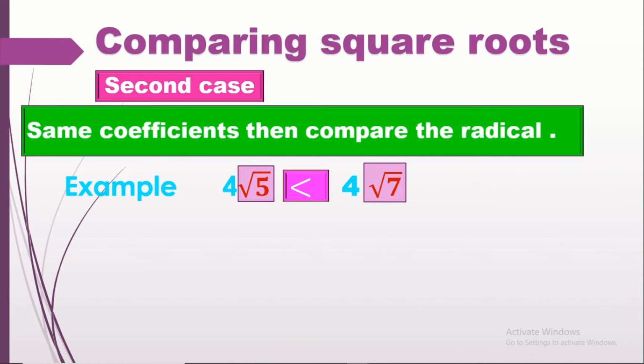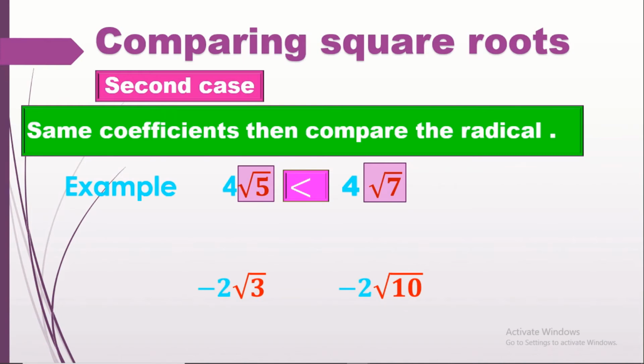So 4 radical 5 is less than 4 radical 7. Another example, minus 2 radical 3 and minus 2 radical 10. Note that we have the same coefficient, minus 2. Then we should compare the radicals, radical 3 and radical 10. Well, actually 3 is less than 10, then radical 3 is less than radical 10.